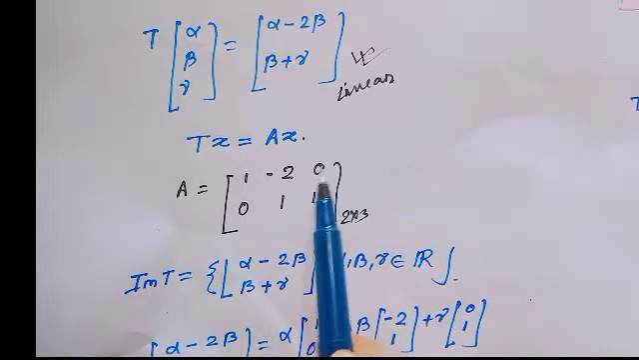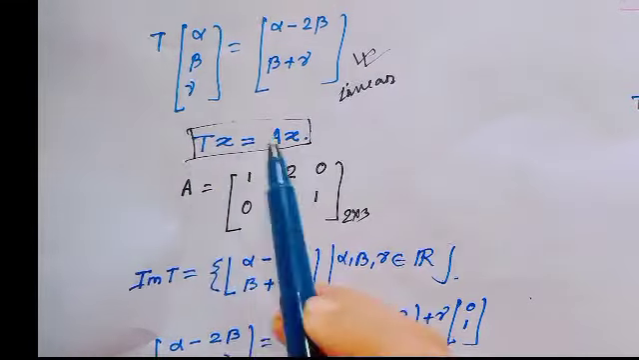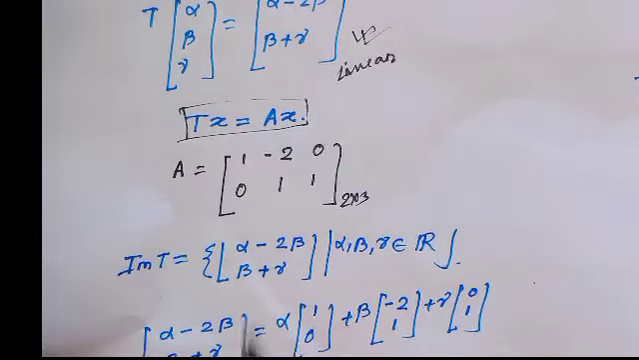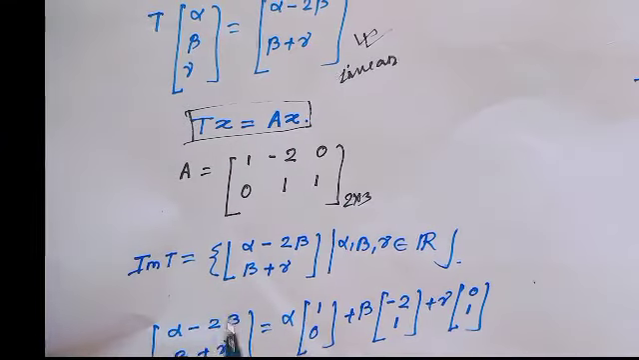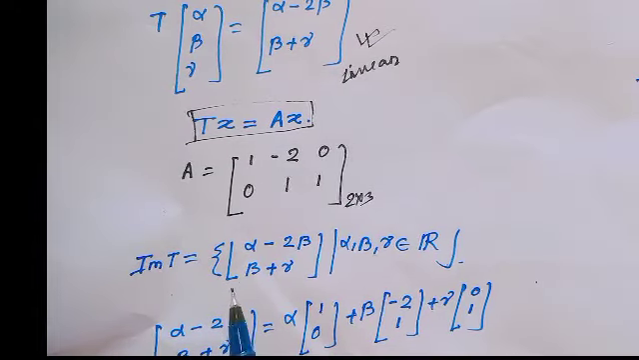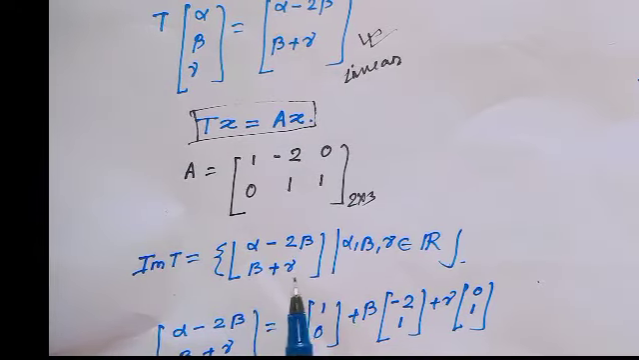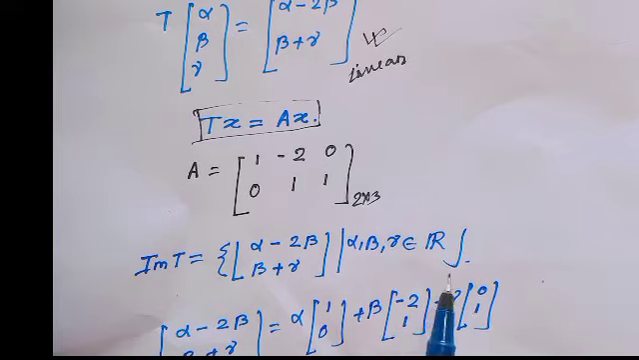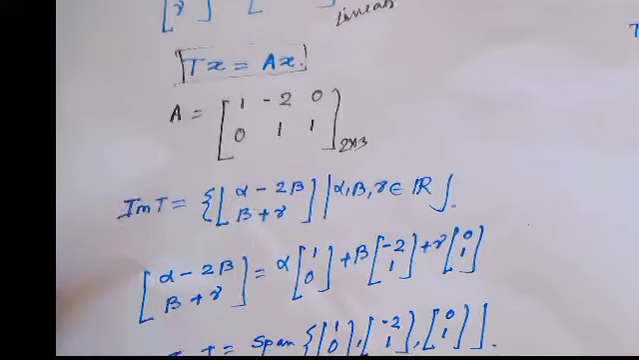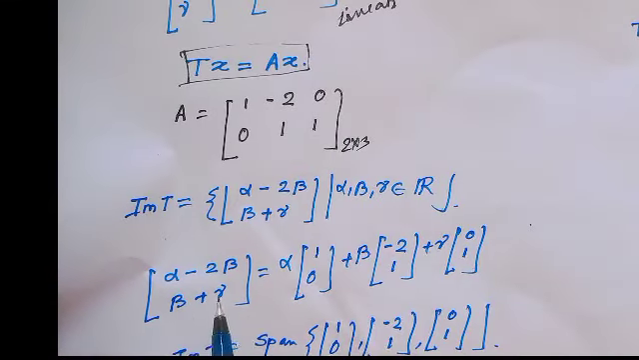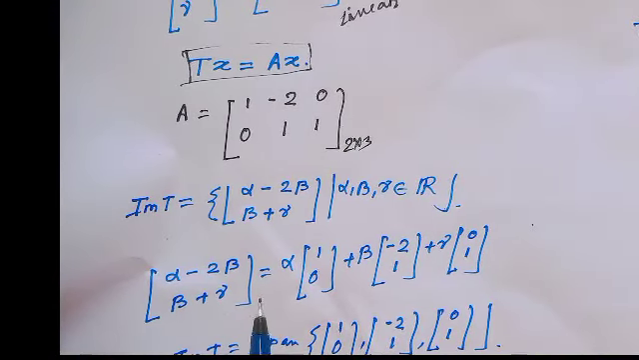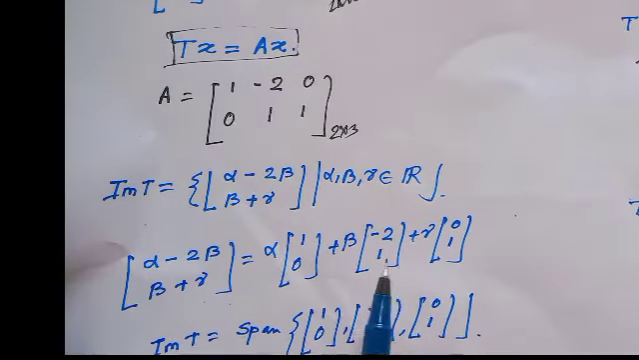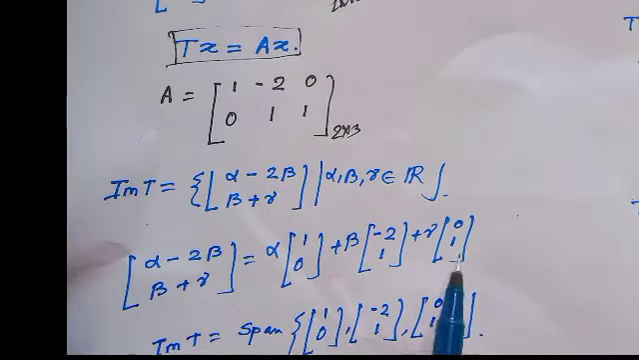Since we can write it as Tx = Ax, therefore this transformation is linear, and the image of T would be the set of those elements (alpha - 2 beta, beta + gamma) where alpha, beta, gamma belong to the real numbers. And (alpha - 2 beta, beta + gamma) we can write as alpha times (1,0) plus beta times (-2,1) plus gamma times (0,1).